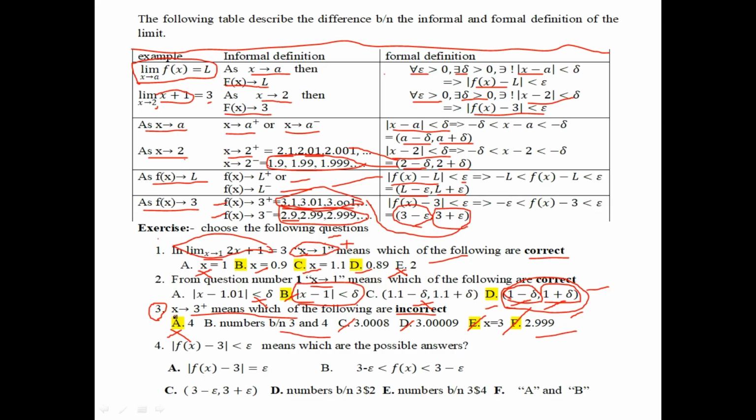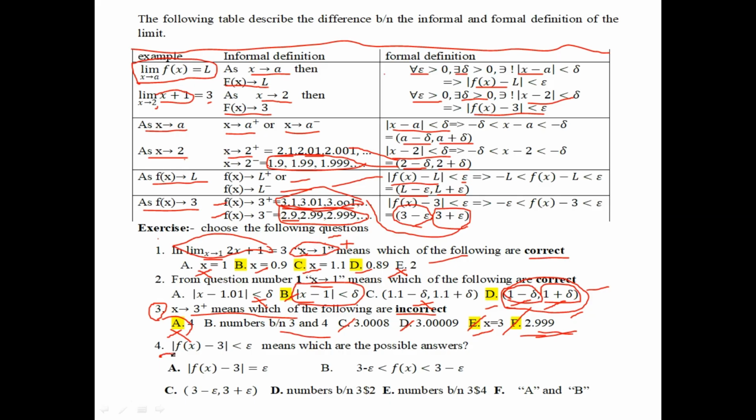So as x approaches 3 from the right, the incorrect answers are A, E and F, because E is forbidden. As x approaches 3 from the right, it does not mean x equals 3. And F is 2.99. This is the value from the left. So three of them, A, E, and F, are incorrect as x approaches 3 from the right.